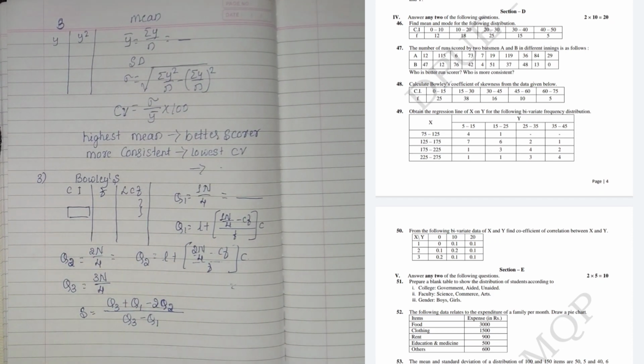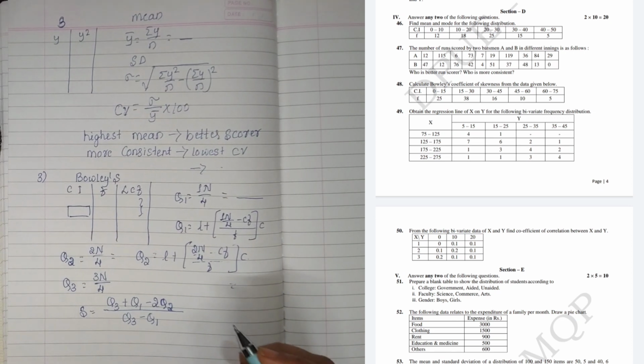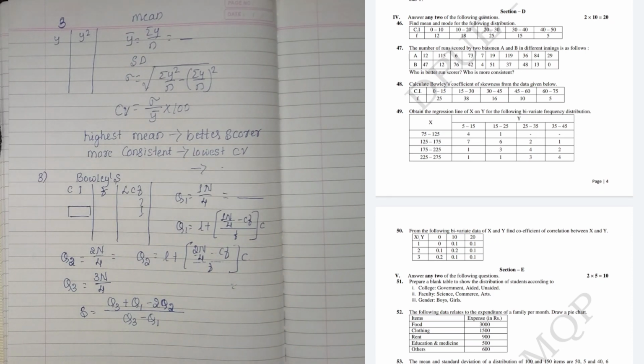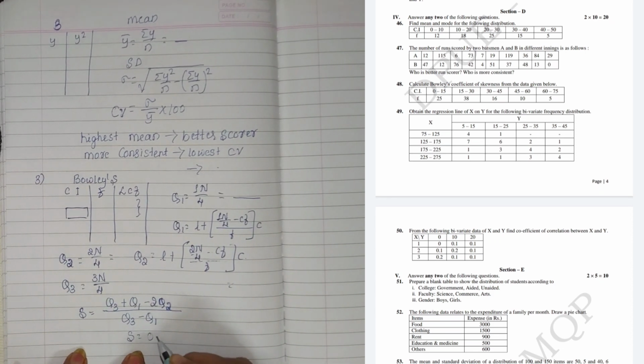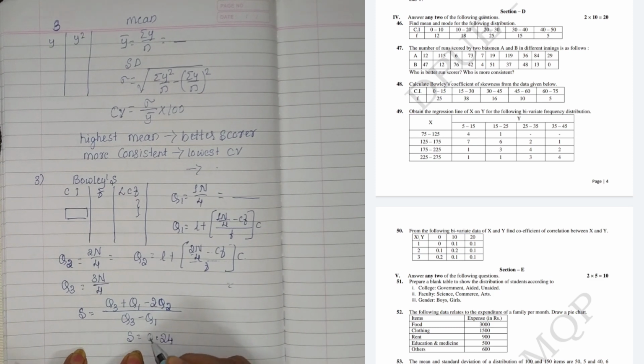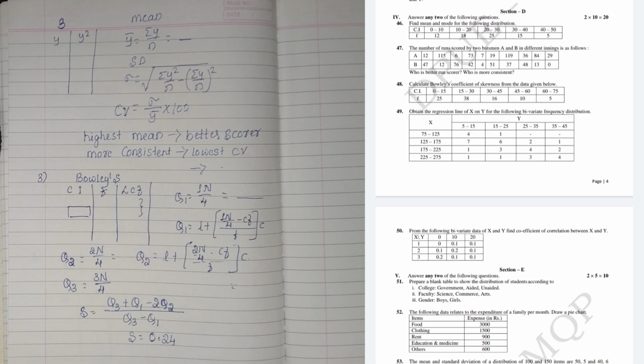Okay. Then the skewness value also comes in between -1 and +1, either it is a positive skewness or it is a negative skewness. Here it comes as a positive skewness only. S is equal to 0.24 is the answer here. This question, Bowley's coefficient of skewness.